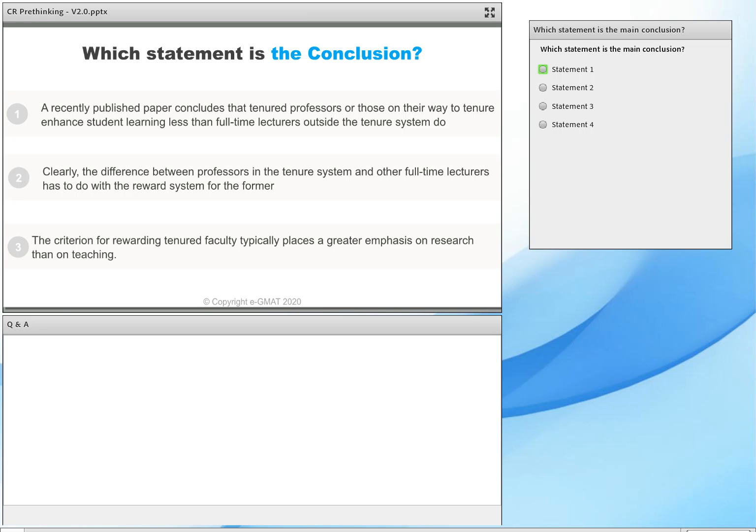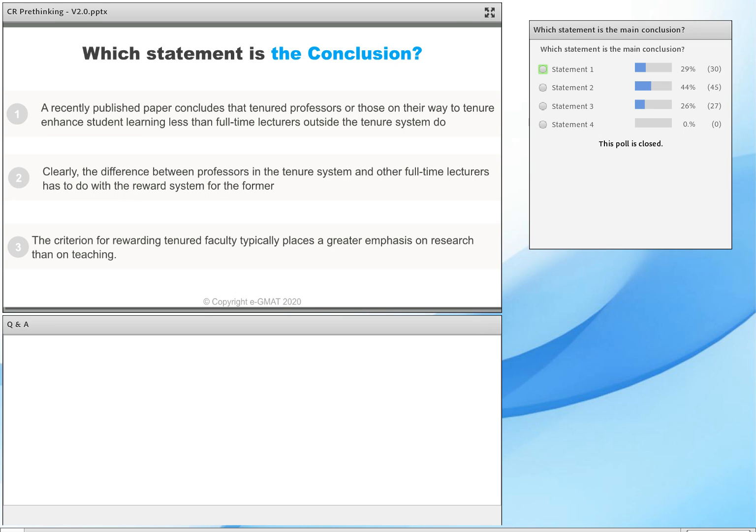3, 2, and 1. I have 89, 96, 97. Let's get to 100 responses. 99. One more and then I broadcast the results. 99 responses, 100 responses. Good. Let's end the poll. Let's broadcast the results.